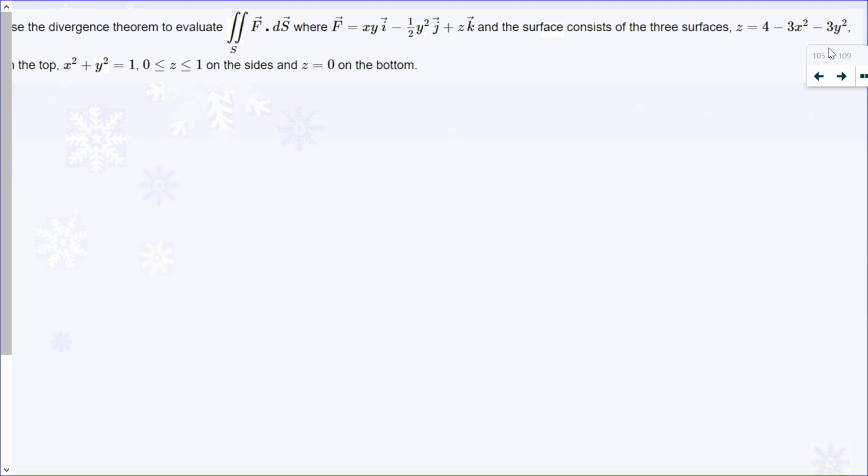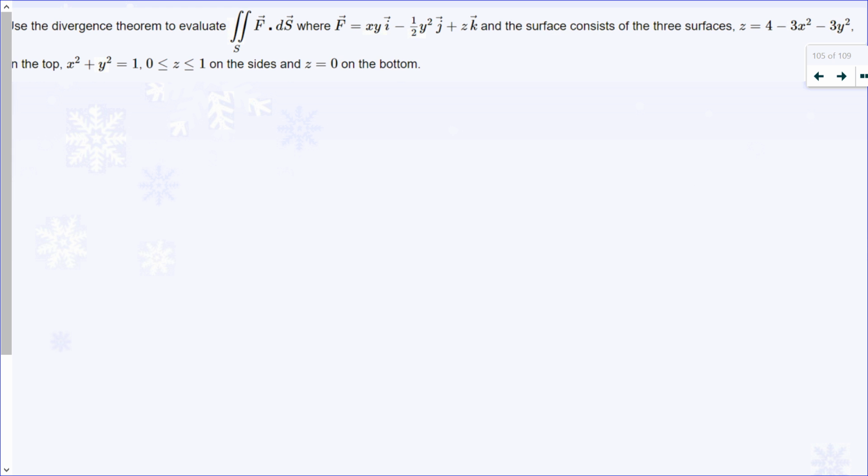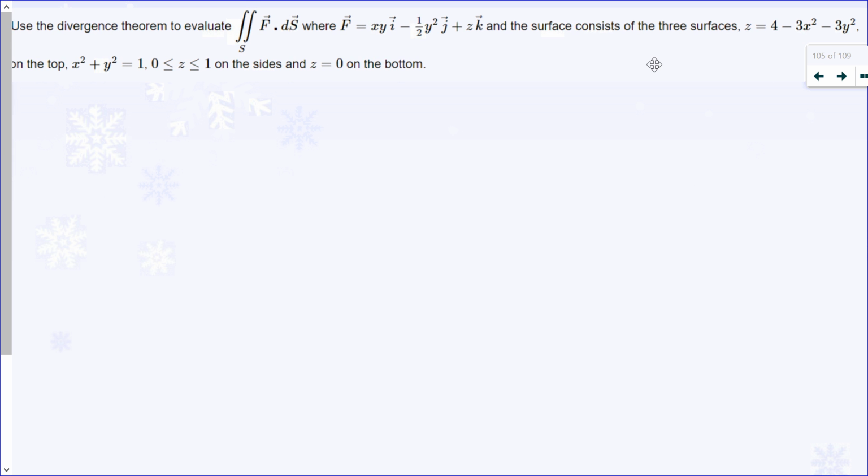So for this one, we're going to use the divergence theorem to evaluate the surface integral of F dot dS, where our vector field is xy i, so that's our x component, negative 1/2 y squared j plus z k. And the surface consists of 3 surfaces. So we get z equals 4 minus 3x squared minus 3y squared on the top.